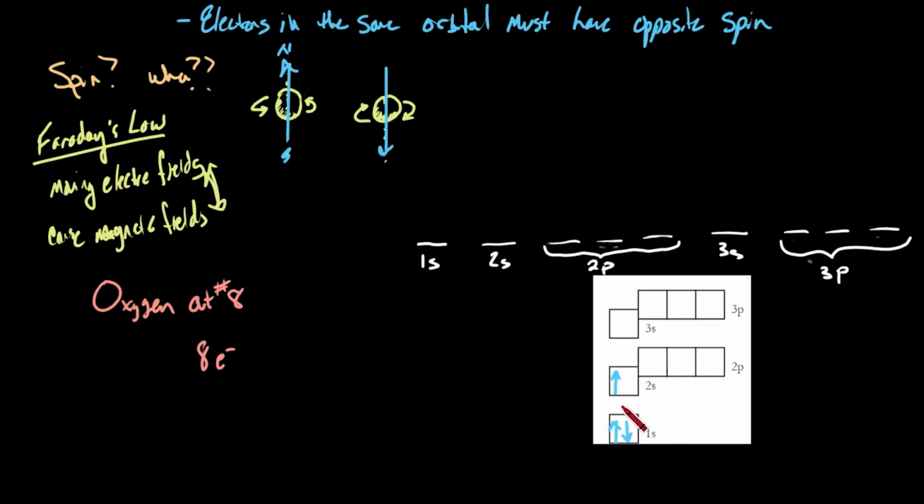We have filled all the rooms, or we don't have any other sublevels or any rooms in this sublevel, so this next electron must be down. It's got a roommate, opposite spin. All right.